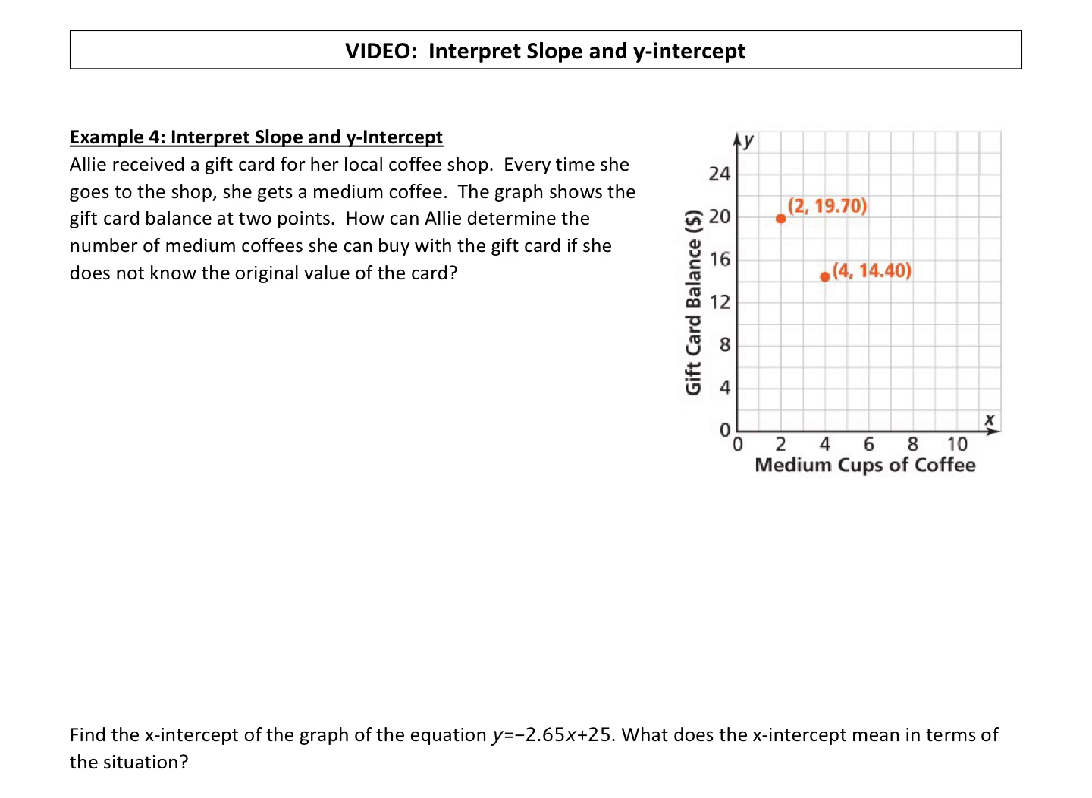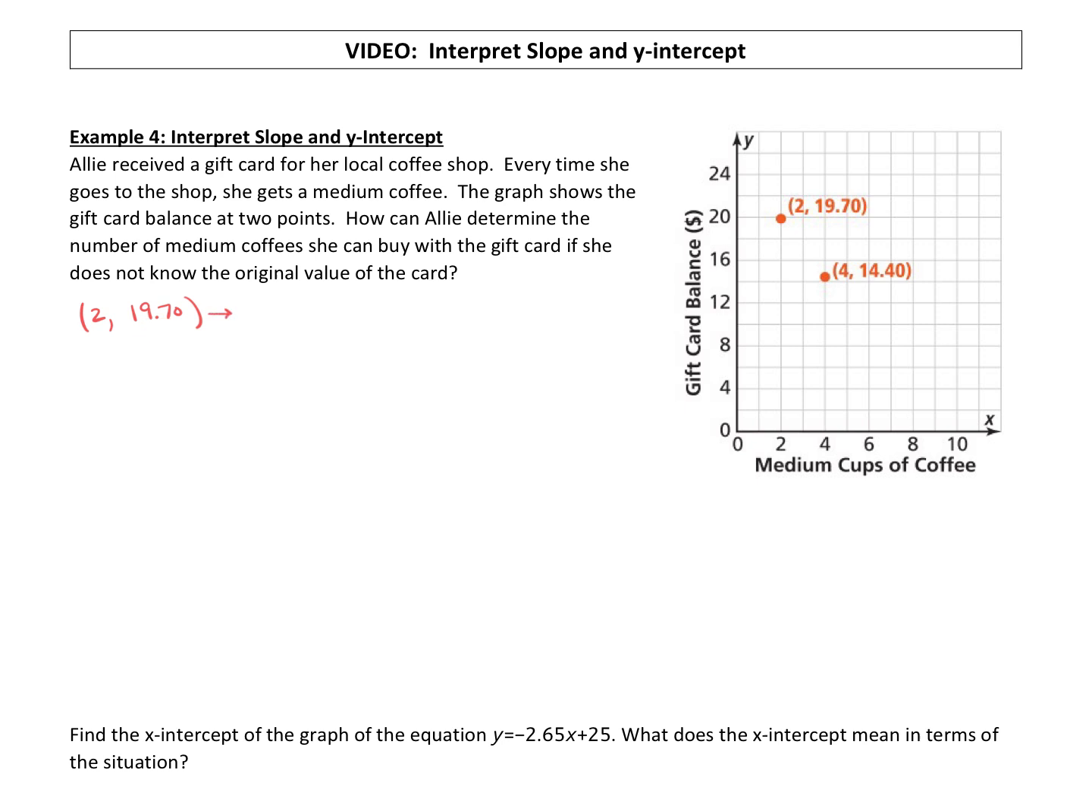All right, so first thing we want to do is make sense of these ordered pairs. So our first ordered pair is 2, 19.70. If we look at our graph, we can see that the x value represents the number of medium cups of coffee. The y value represents the gift card balance. What balance means is how much money is left on the card. So our first ordered pair has a 2 for the x. So after 2 cups of coffee, her remaining balance is $19.70.